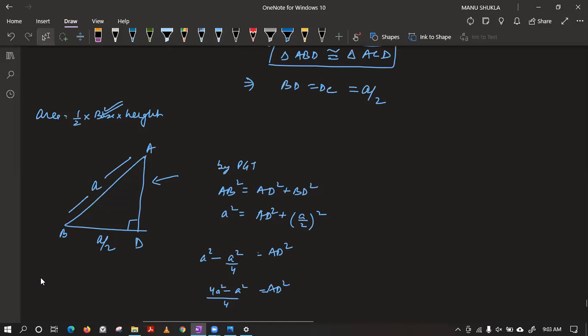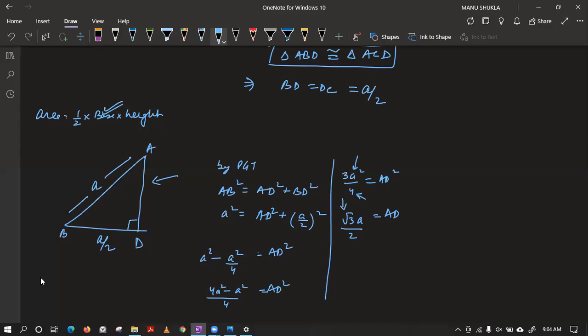Then we will get 3a square upon 4 is equal to AD square, and finally AD will be under root 3a upon 2. After putting the square root over there, what will happen? From a square, a will come out, from 4, 2 will come out, and 3 will remain in the root only. Class, are you able to understand how I found the value of height? Please confirm. Are you able to understand how I found the value of height as root 3 by 2a?